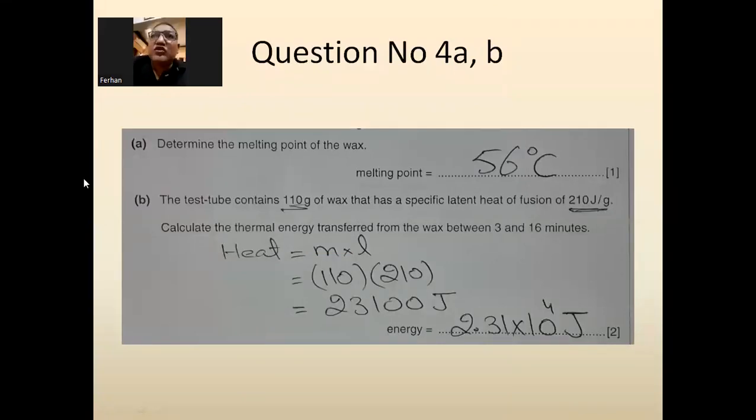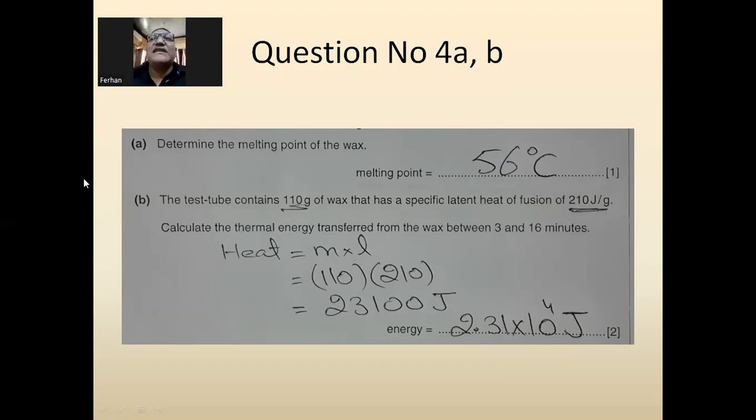He says the test tube contains 110 gram of wax that has a specific latent heat of fusion of 210 joules per gram. Calculate the thermal energy transferred from the wax between 3 and 16 minutes. Between 3 and 16 minutes, you remember the state was changing, converting from liquid wax to solid wax. When the state is changing, you can calculate the amount of heat given out or absorbed. The formula is heat equals ml, where m is the mass and l is the specific latent heat.